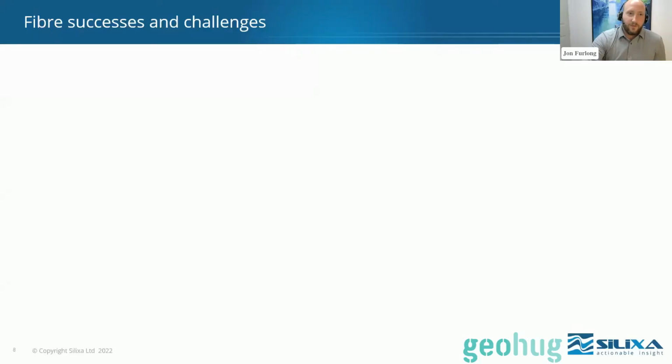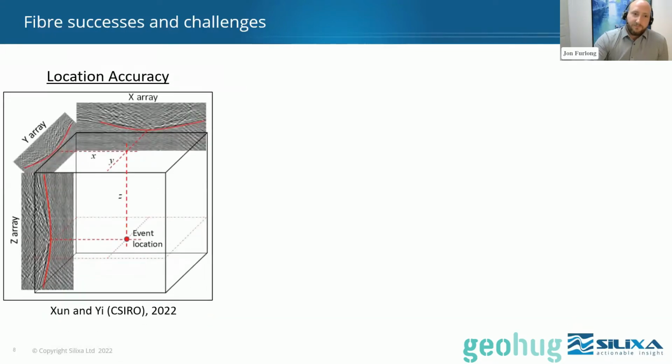So continuing on with fiber successes and challenges, more specifically DAS, when it comes to microseismic. This example here, we already harped on in the last slide, which is location accuracy. This is an example from Xin and Yi from CSIRO. They used a standard iDAS to record this data in a longwall coal mine. The borehole was 300 meters deep, and they had 3.5 kilometers of fiber that they draped across the surface.